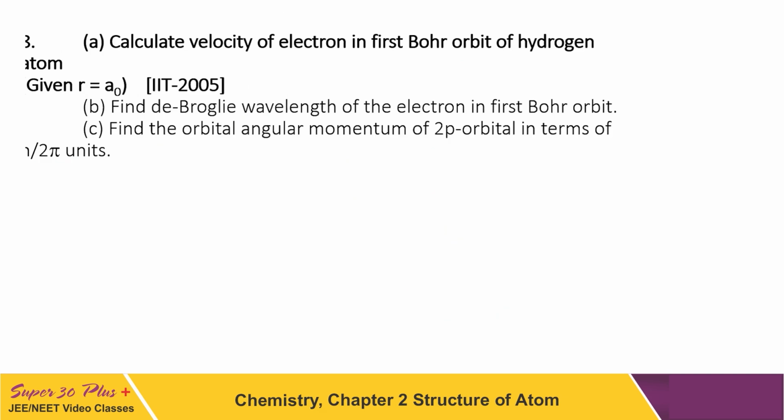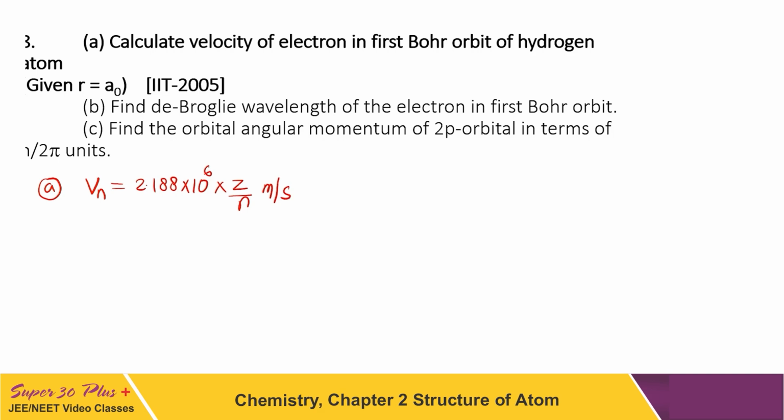Now this is a numerical question which you have to solve, and this was asked in the IIT 2005 entrance examination. It says calculate the velocity of electron in the first Bohr orbit of hydrogen. So first I shall calculate the velocity of electron. Students, see, what is the formula for the velocity of electron? It is approximately 2.188 into 10 to the power 6 multiplied by Z/n meter per second.